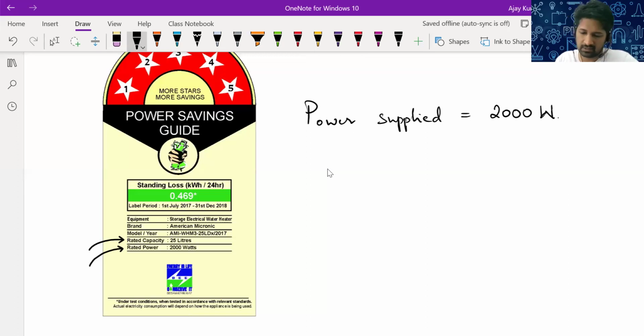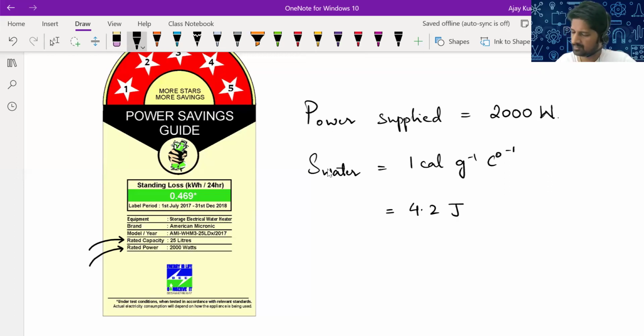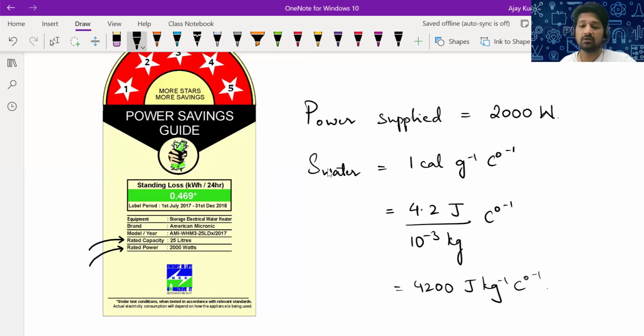At this rate, the specific heat of water we know is 1 calorie per gram per Celsius degree. This is not in SI units. Now we had discussed the conversion from calories to joules a few classes earlier when we discussed basic units of heat. 1 calorie is 4.2 joules. So this is actually 4.2 joule per gram. Per gram means per 10 power minus 3 kg. Per Celsius degree, you can write it as it is. So that basically becomes 4200 joule per kg per Celsius degree. This is the specific heat of water in SI units.